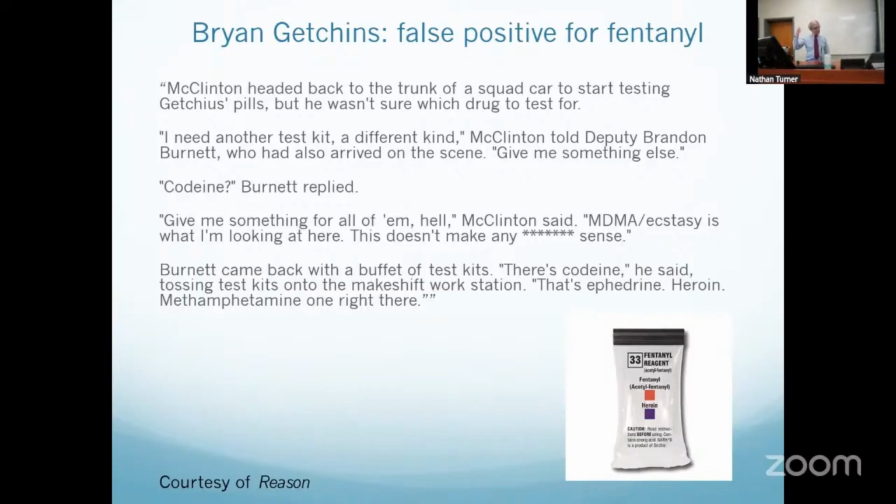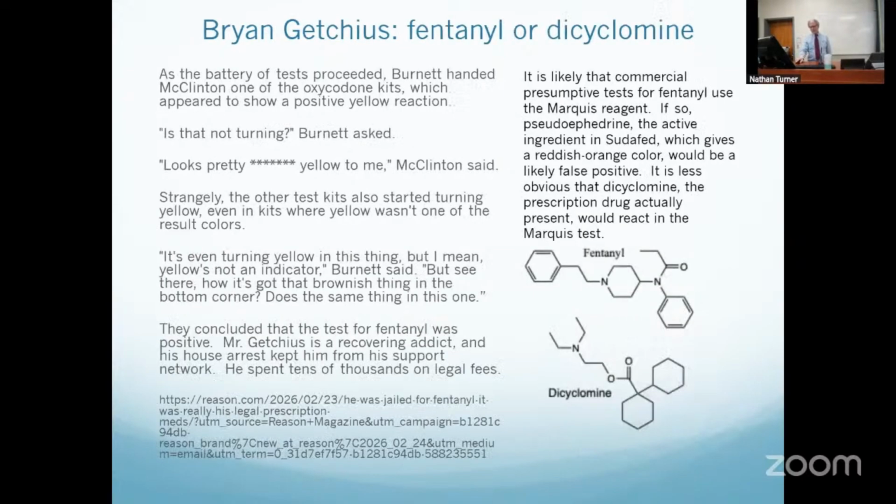I believe, and this is an educated guess, that the test they used was called the Marquis test, which is a pretty non-specific test. Although it does give different colors for different drugs, it also reacts with a lot of stuff. Okay, this is the structure of fentanyl. This dicyclomine was the actual substance in the blue pill. I've looked at dicyclomine for a while, and, assuming it was the Marquis test, I don't see the chemistry of how this reacted, or how this was a positive result.